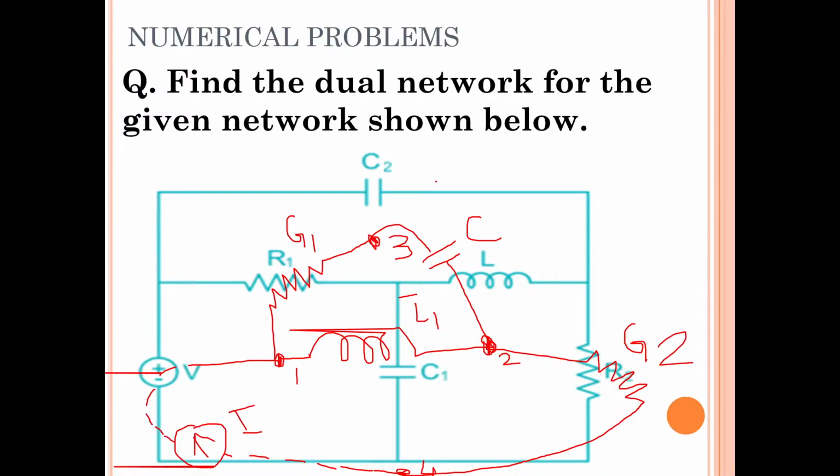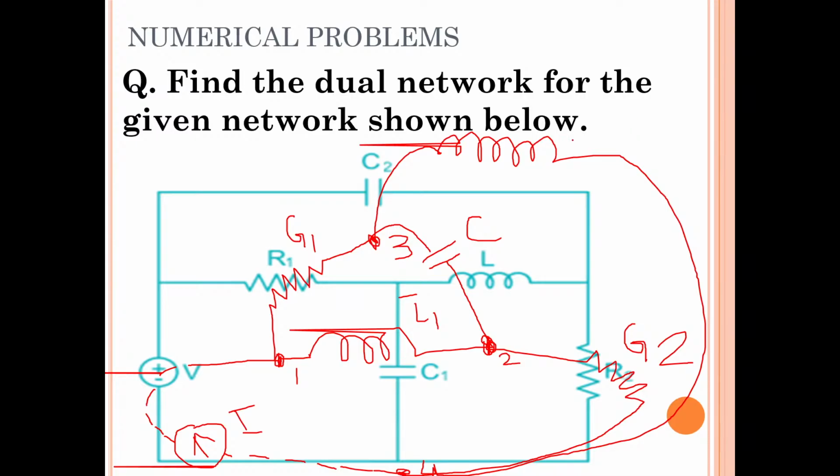Now one more, C2, is there. It is not between any two nodes, isn't it? It is not between 1 and 2, 2 and 3, or 1 and 3. Therefore, replace the capacitor with an inductor and connect it to the ground. Instead of C2, you must write L2. That's it.